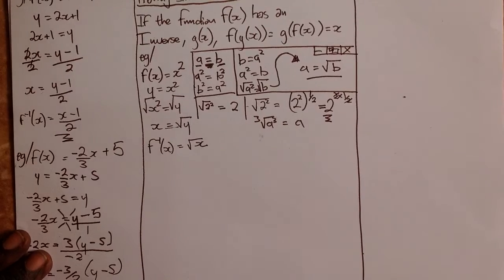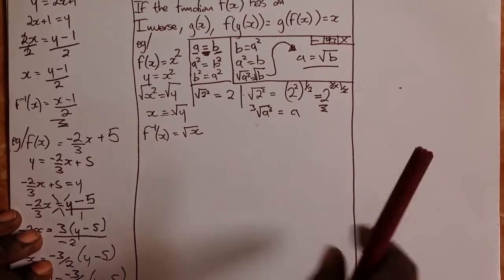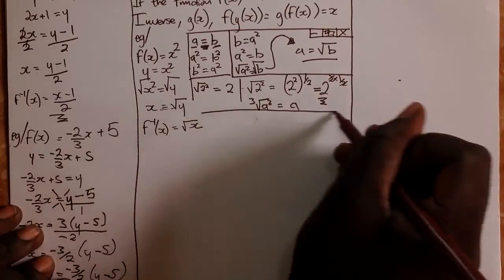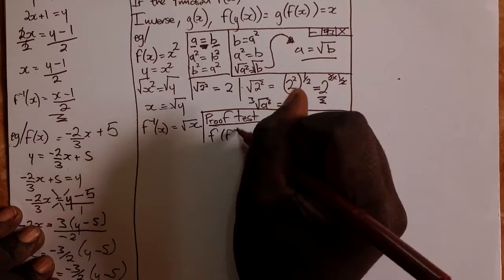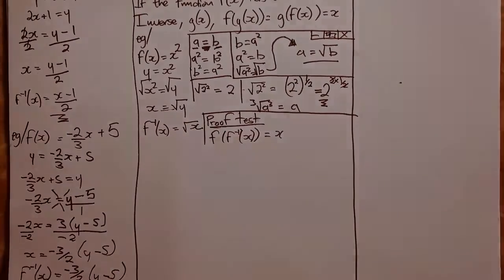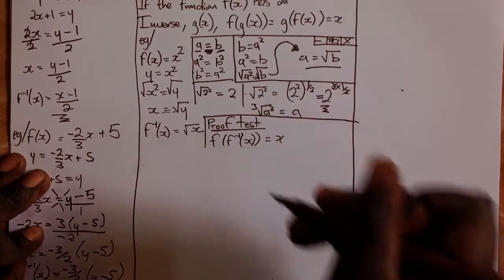Now let's just do a proof test. From the above, we said if f of x has an inverse of g of x, f of g or g of f is equal to x. So the same would be correct if we said f of its own inverse of x will give us x. So from the original question, f of x was equal to x squared, and we found its inverse to be the square root of x.